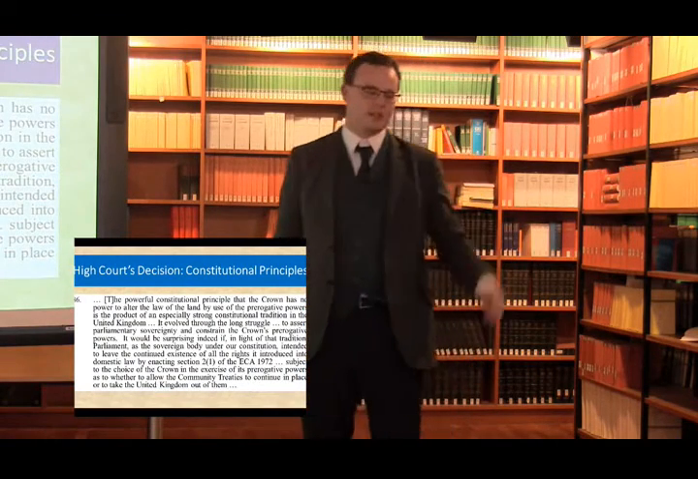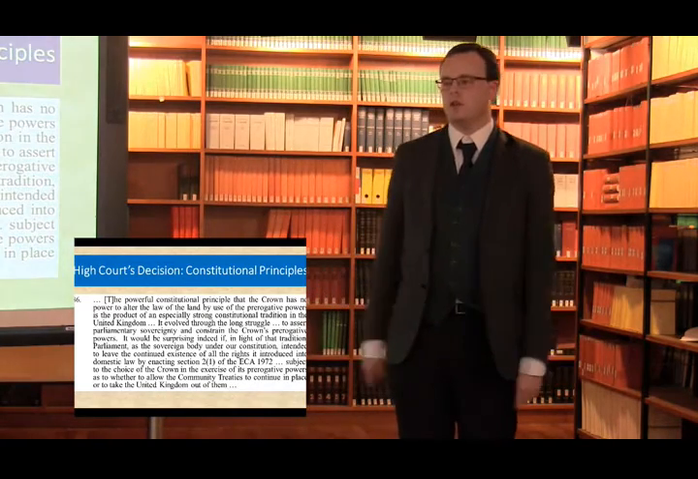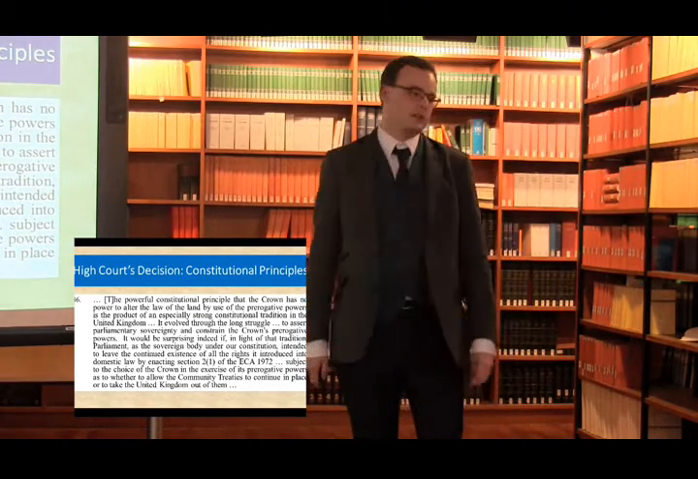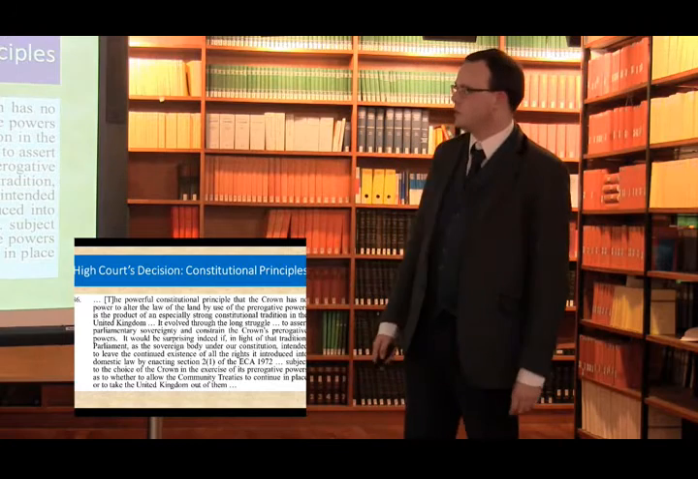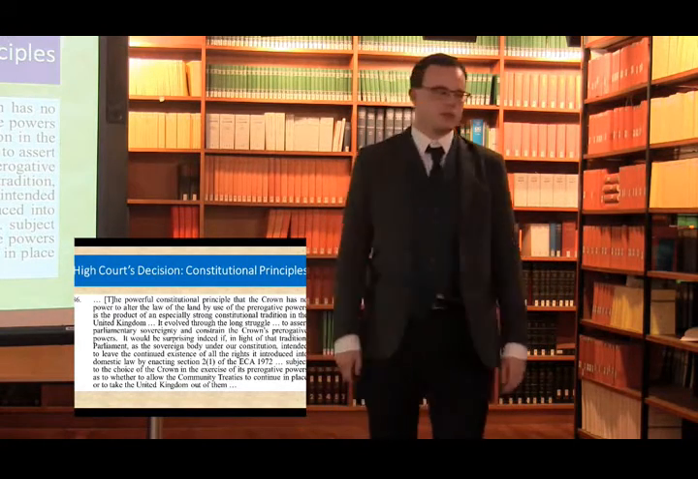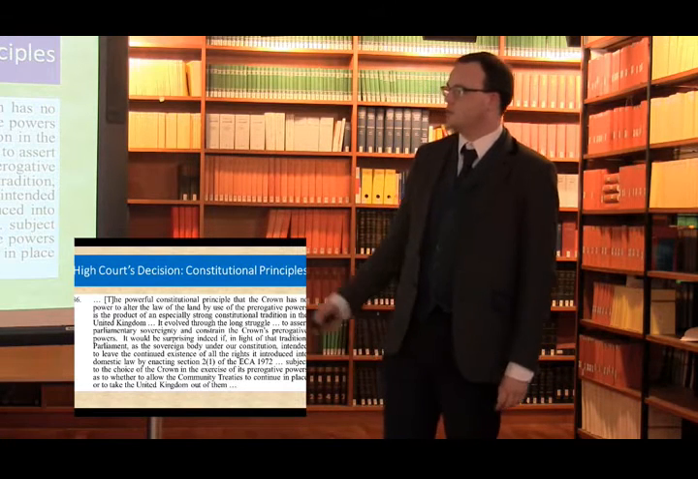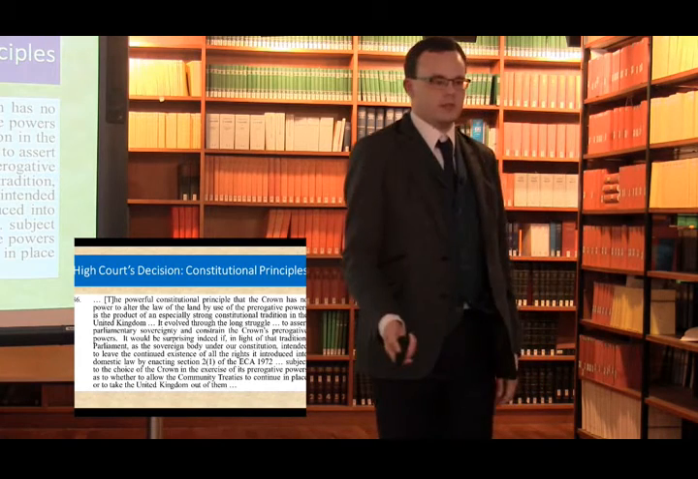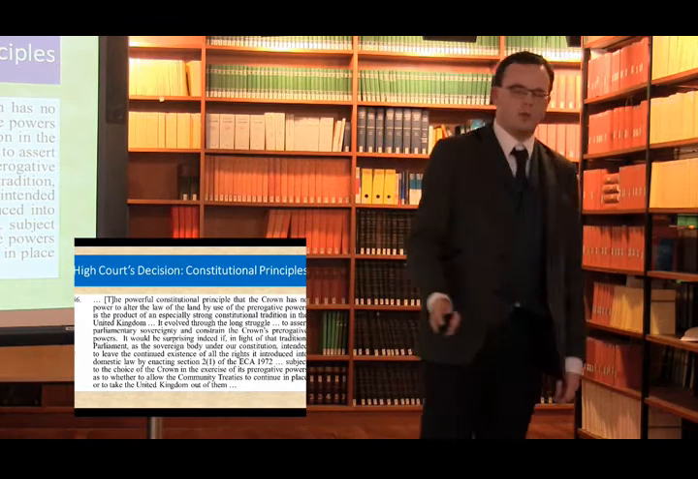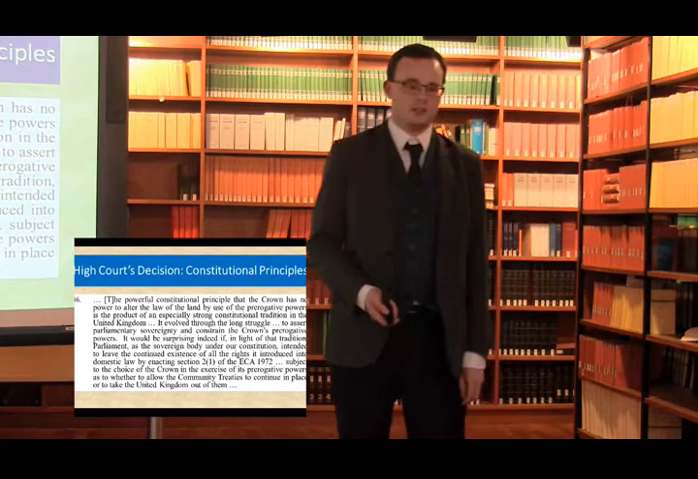So the High Court had to make a decision, and they essentially ruled in favour of the claimants. Parliament, they said, has to give its authorisation to any triggering of Article 50. But how did it reach this conclusion? The decision was an interesting read. It relied heavily on constitutional principles. Now I said Britain doesn't have a written constitution, so what the constitution is and what those principles are has often been open to discussion.